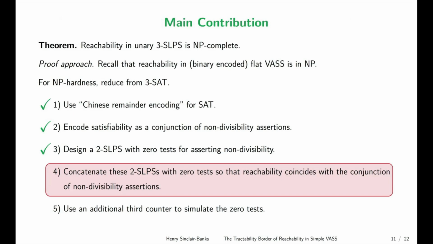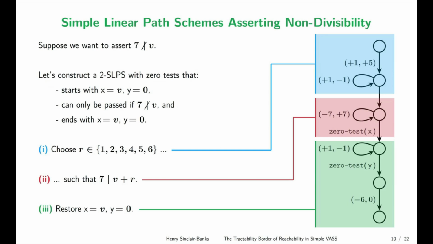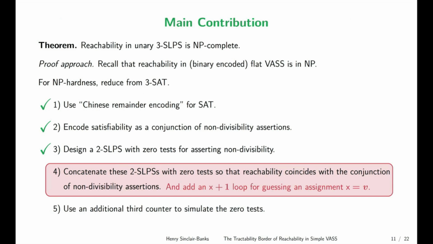If I can now test non-divisibility, I can then conjunct these together one after another, and I can test with different values. I can test that X is not divisible by 7, X is not divisible by 9. You choose what you want to test non-divisibility against. The one catch is, if I go back for a moment, X was the value counter. And if you remember the reduction, I wanted to guess a value N such that the non-divisibility conjunction holds. So if I just conjunct these together, that's not good enough. So I have to have at the very start a little loop that allows you to set the value of X to be whatever you like. So a little loop that adds 1 to X, to guess an assignment, and then you move on.